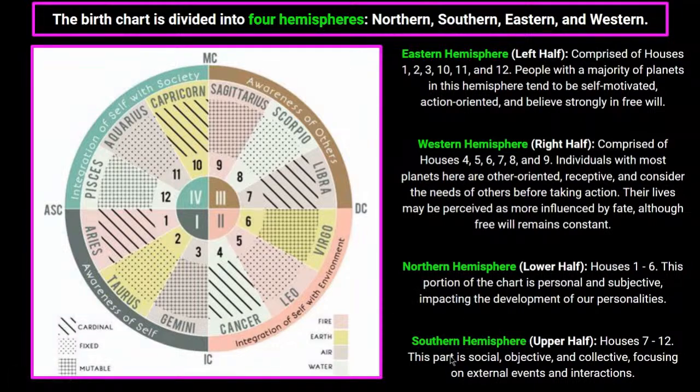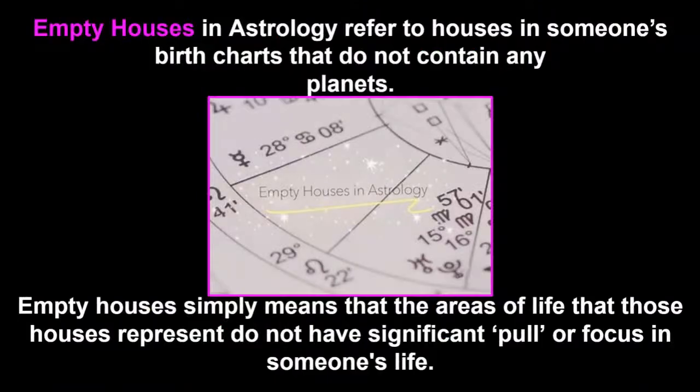And then there's the southern hemisphere, which is the upper half of the circle of the chart, and houses 7 through 12 are in this area. This part is social, objective, and collective, focusing on external events and interactions. Okay, we're moving ahead. Thank you.